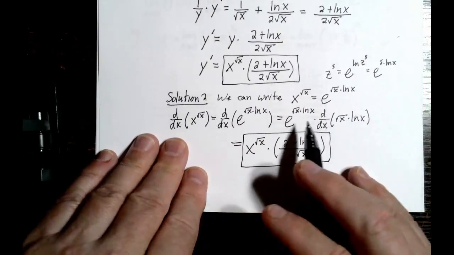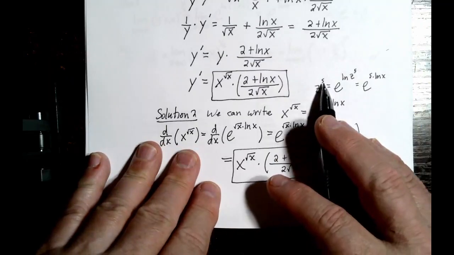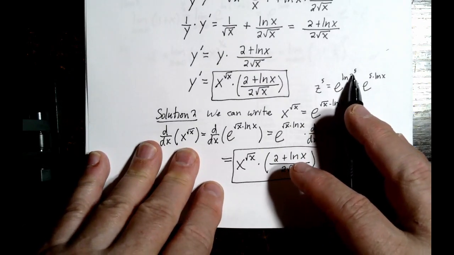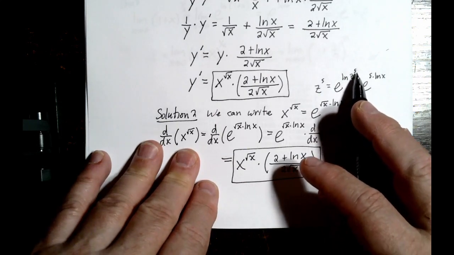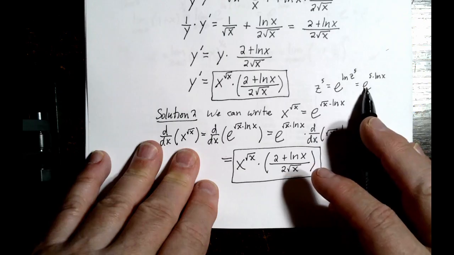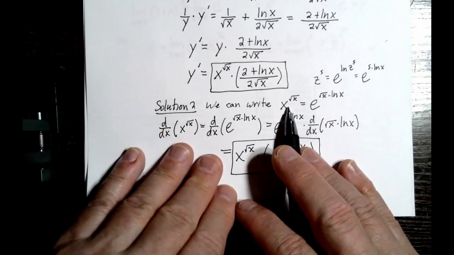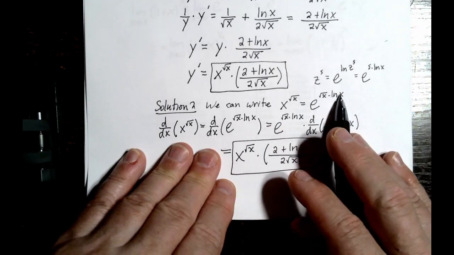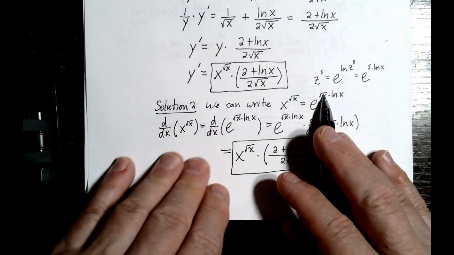Now there's another way you can do it. Now we can use this idea that if you got something like z to the fifth, you can write it as e raised to the ln of z to the fifth. This and this are both equal. And you can bring the 5 out front, and so you got e to the 5 ln of z. That's what they're doing here. They're rewriting this as e to the ln of x to the square root of x, and they're bringing the square root of x out front.